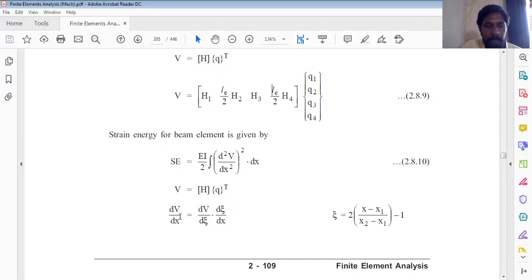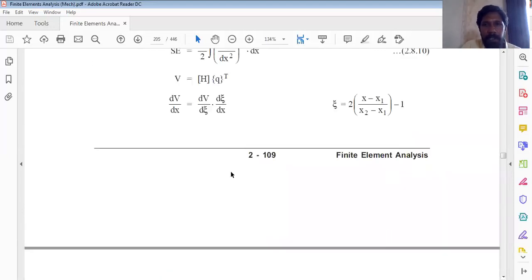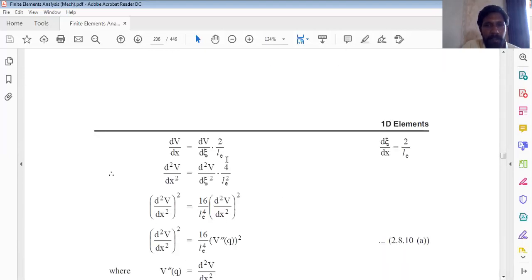So dv by dx can be written as dv by d zeta into d zeta by dx. We know that for a 1D element, the global and natural coordinates are related by zeta equals 2 times (x minus x1) divided by (x2 minus x1), minus 1. Therefore, the differentiation of zeta with respect to x is 2 by Le, where Le is the length of the element. So d zeta by dx is 2 by Le, and dv by d zeta into 2 by Le is nothing but dv by dx.